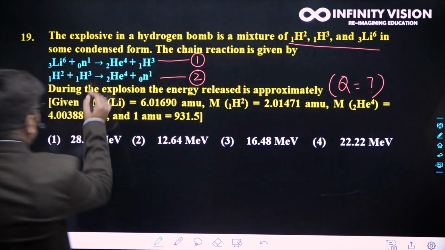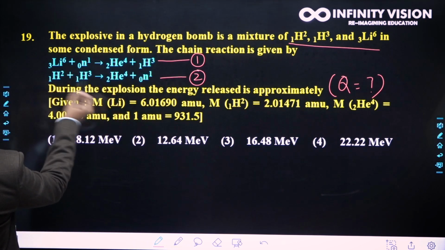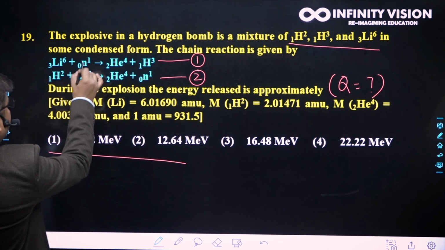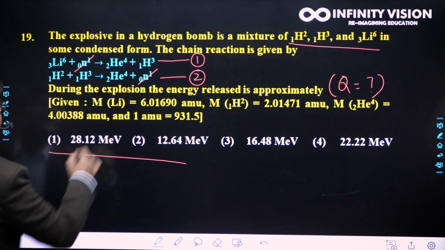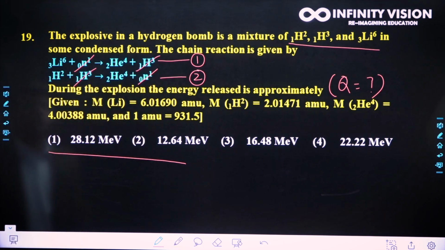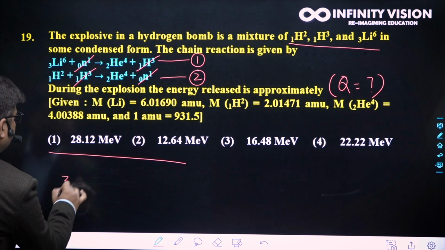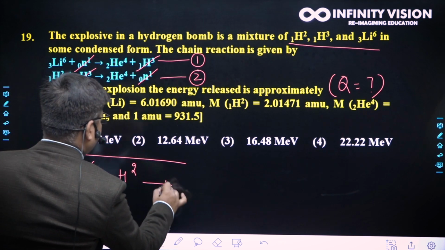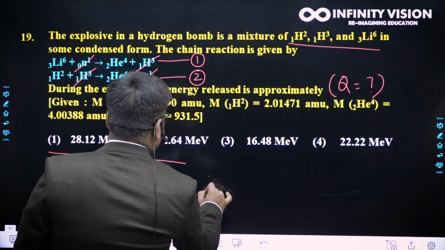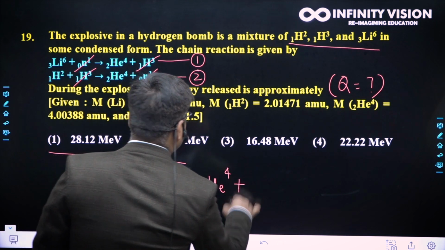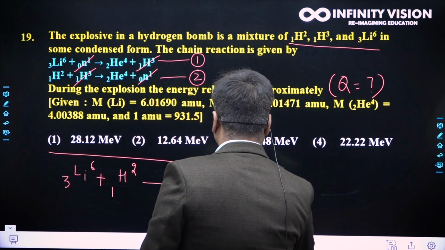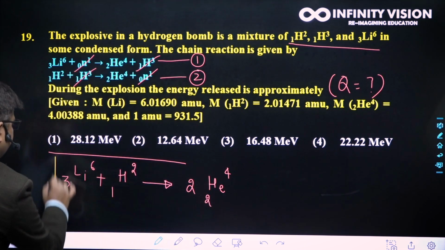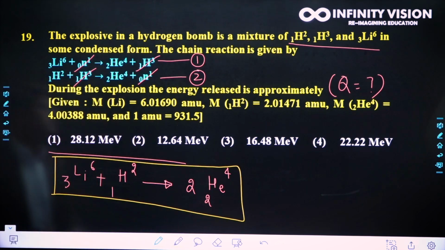So if we see these two equations, I'm not rewriting the reaction. When these two reactions take place simultaneously, what will happen? This neutron and this neutron will cancel out, and this tritium and this tritium will cancel out. So the global reaction will be 3Li6 plus 1H2 gives 2 times 2He4. This is the global reaction taking place inside the hydrogen bomb, and we have to calculate the Q value of the reaction.